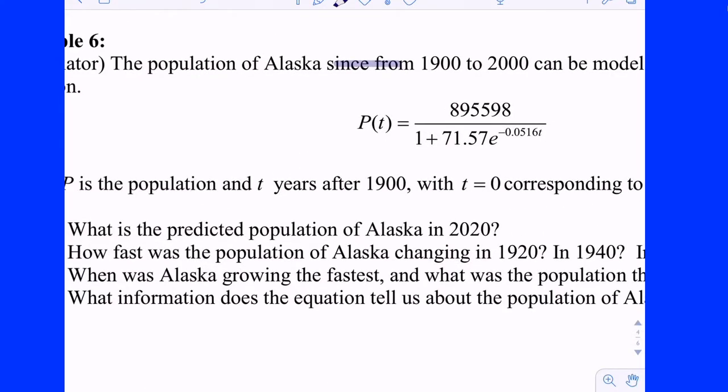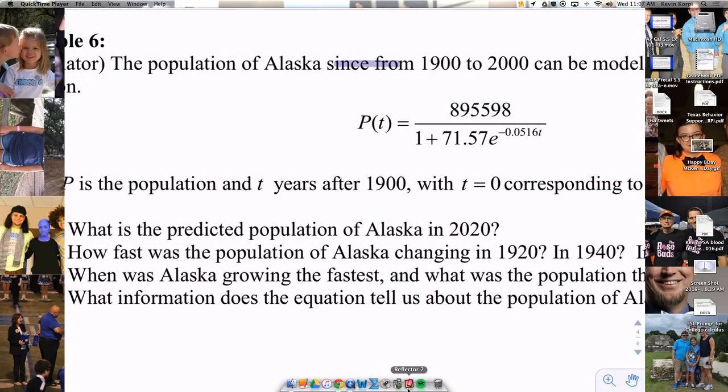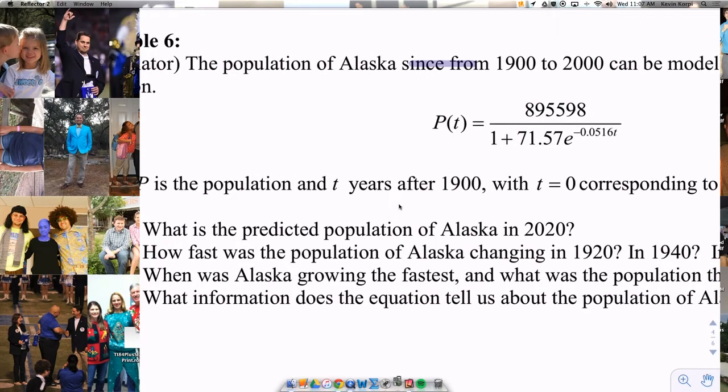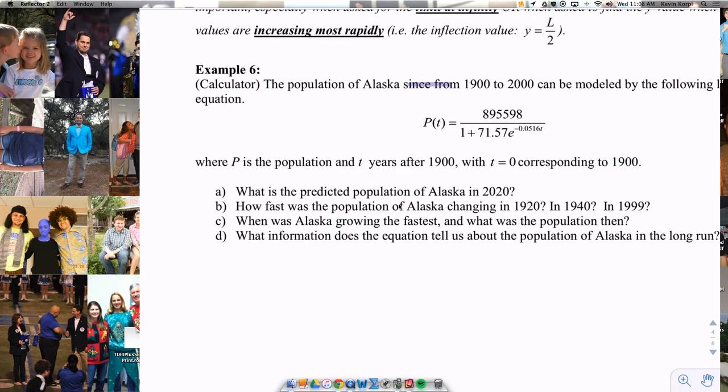Let's go to the calculator. All right, if you have a calculator, feel free to get it out. If not, feel free to not get it out. I am going to type this equation in. This is going to have more of a pre-cal feel to it, okay? And I'll show you what the calculus types of questions will be, but I want to kind of review logistic. P is the population t years after 1900, and of course t equals 0 corresponds to 1900. Part A, what is the predicted population of Alaska in the year 2020?